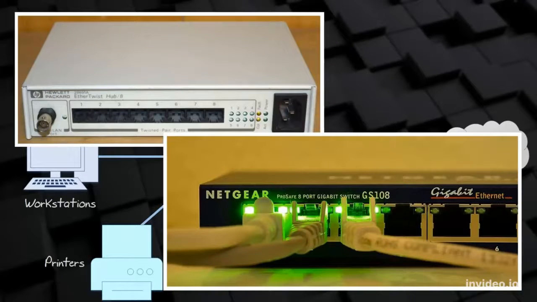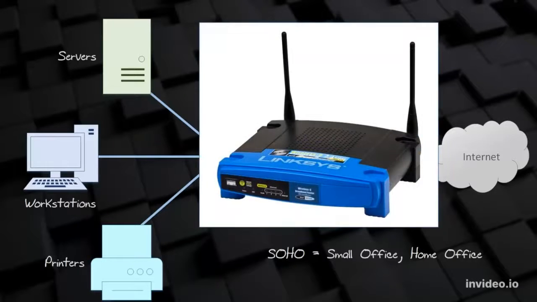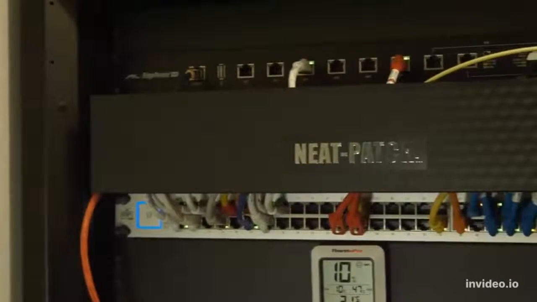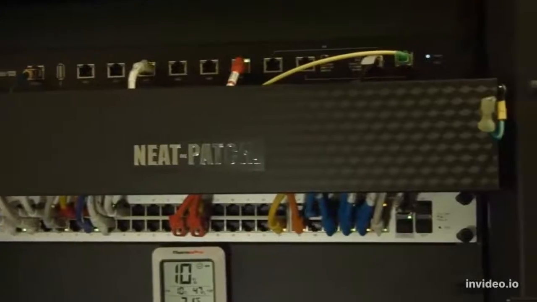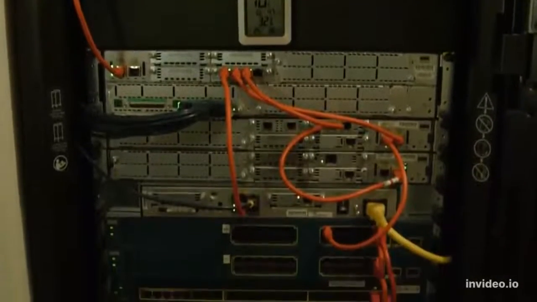Have a look at the model number to see if it gives you any clues about what the device really is. In a SOHO network, a router is used to connect to the internet. You might find that the router, switch, and access point are all integrated into one device. While a SOHO network will only have a few devices, a corporation, for example a bank, will have many devices.